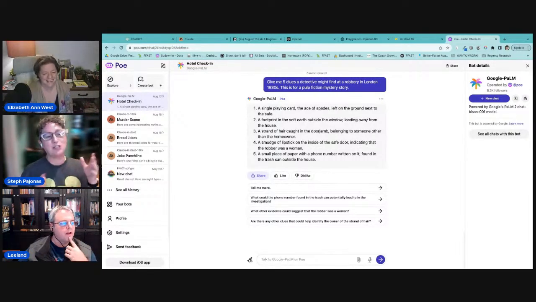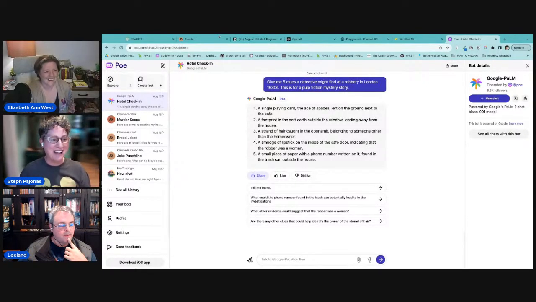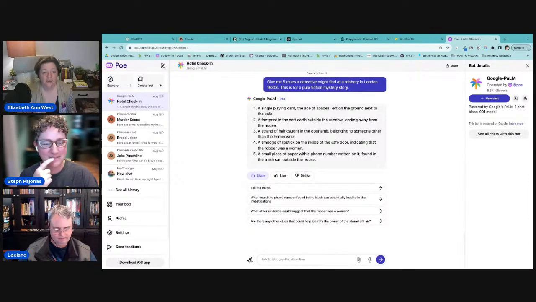So did Palm 2 trip and fall into it, like, with her lips? I don't know. Palm 2 is 340 billion parameters. Really? Really. So it's just bad. Yes. Well, no, it's not that it's bad. It's that it's being trained for specific tasks, right?